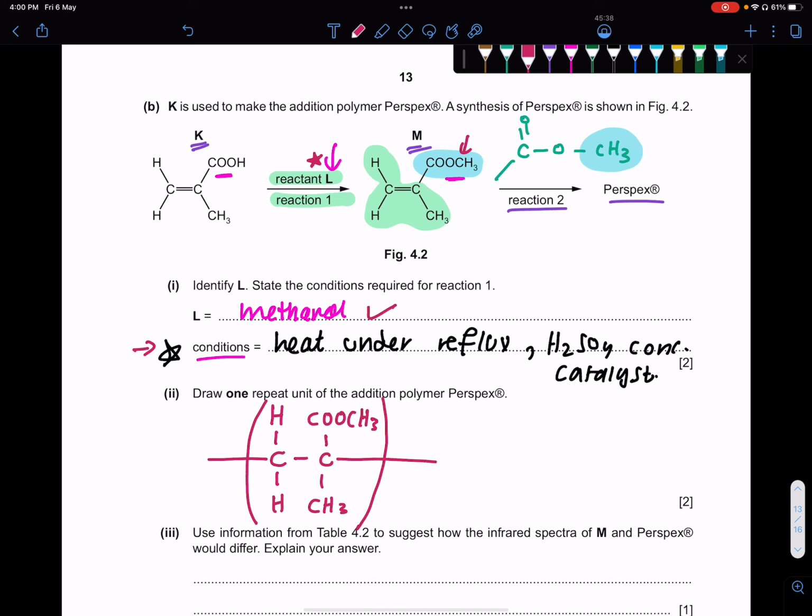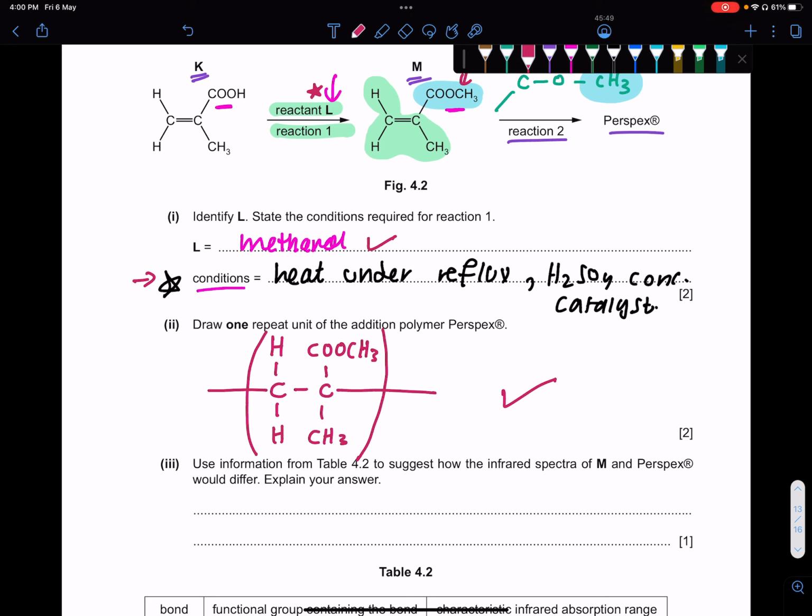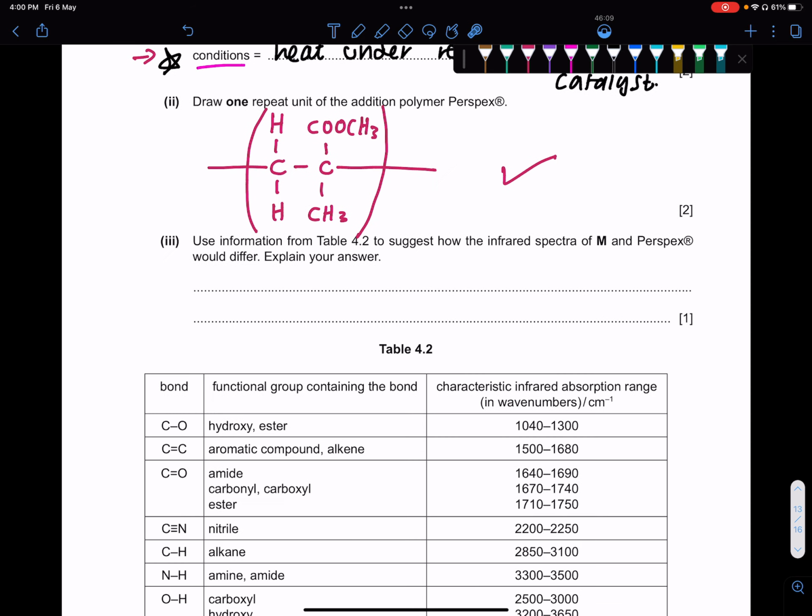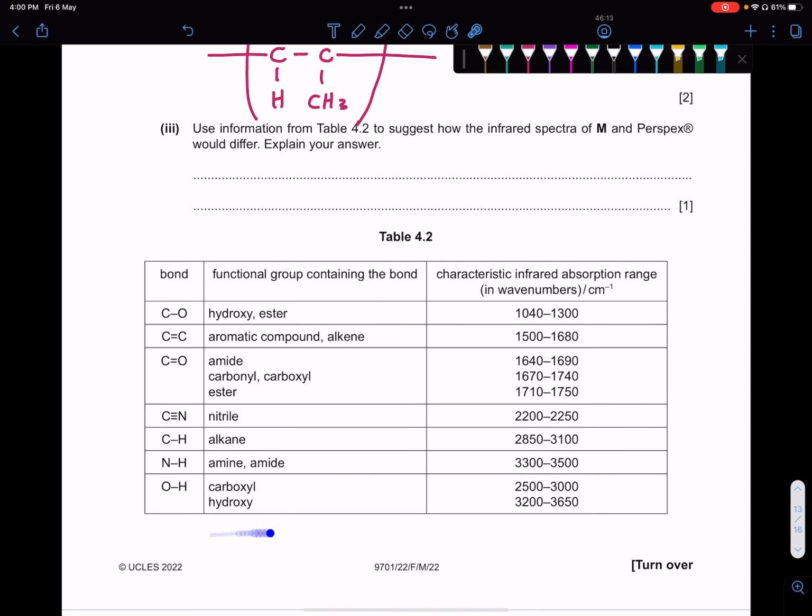This is only one repeat unit, and anything can be here, millions of molecules or whatever. We don't care. This is one repeat unit of the polymer Perspex. You just remove the double bond and add these two lines. These lines indicate that there can be millions, billions of these Perspex molecules. This is the repeat unit, one more will be here, one more will be here, exactly the same thing. So do remember how to draw the repeat unit. Use information in table 4.2. They won't give a data booklet; you will be given the information you need for the question.